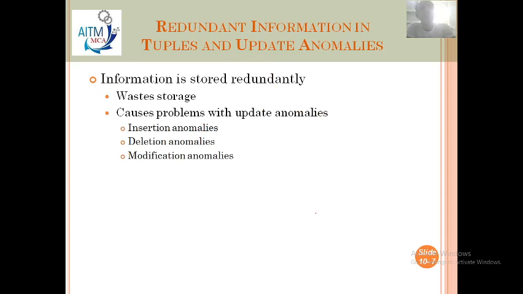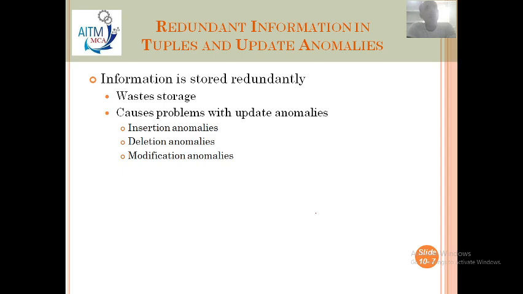one is redundant information in tuples and update anomalies. Anomalies means, in Kannada it is called Vaparityagalu. Vaparitya means it is not as usual. Got it? So it will be having some problem.